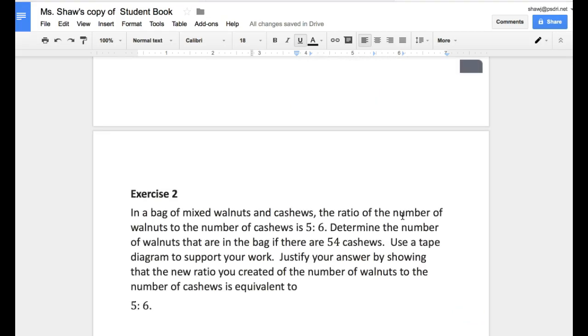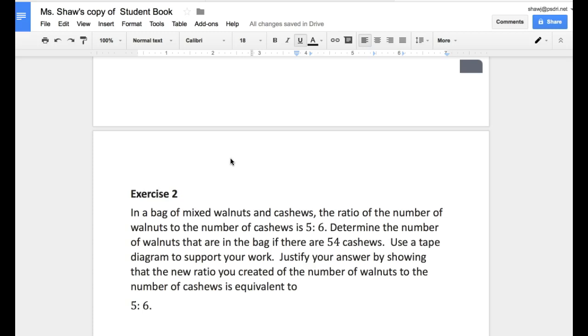Now we're going to look at exercise 2. In a bag of mixed walnuts and cashews, the ratio of the number of walnuts to the number of cashews is 5 to 6. Determine the number of walnuts that are in the bag if there are 54 cashews. Use a tape diagram to support your work. Justify your answer by showing that the new ratio you created of the number of walnuts to the number of cashews is equivalent to 5 to 6.